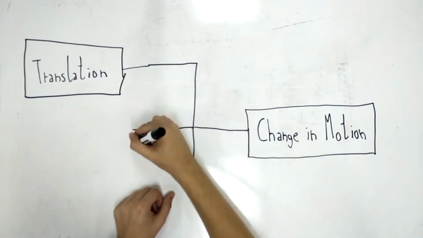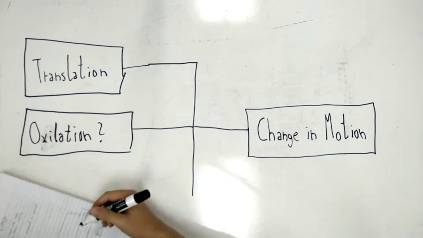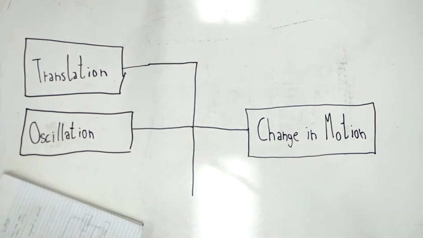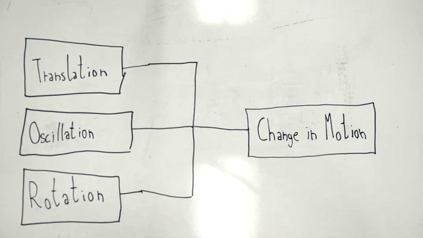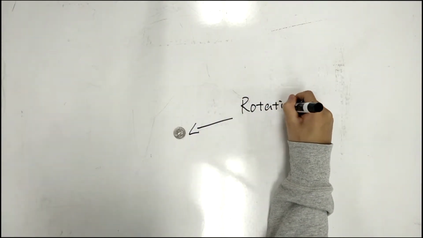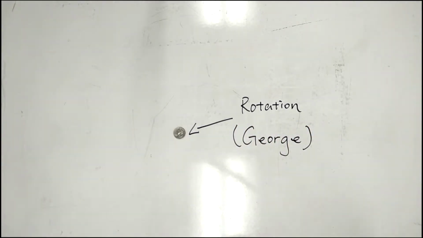There are 3 types of change in motion. The first is translations. The second is oscillations. Yeah, it's a difficult word. Lastly, there are rotations. Rotations are when the line of the net force does not pass through the center of mass. David here applies net force not through the center of mass, so causes our friend George to spin.